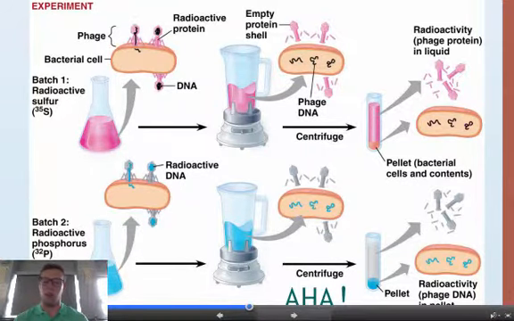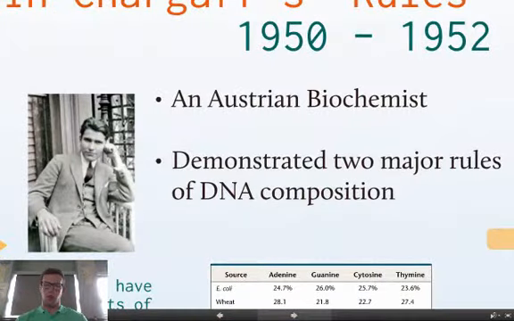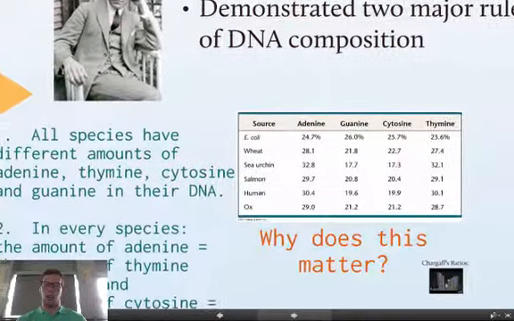So this is kind of a big watershed moment. So we finally figured out that DNA is the thing that is transferring this information. Now, we didn't know a lot about DNA at this point, so we needed to figure out a couple of rules. How is DNA composed? What was its structure? So the first one to do this was Chargaff, and what he did was demonstrate two big rules of DNA composition.